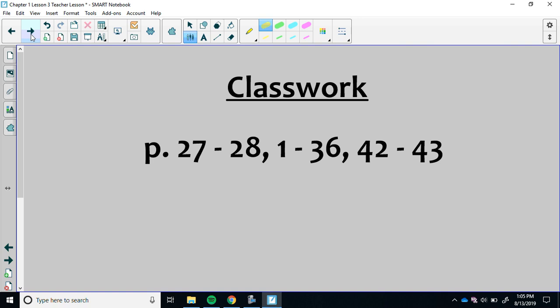Tomorrow in class, we're going to do page 27 to 28, 1 to 36, and 42 to 43. Don't worry. This is probably going to take us a couple class periods to work on, so don't get freaked out by the total number of problems.